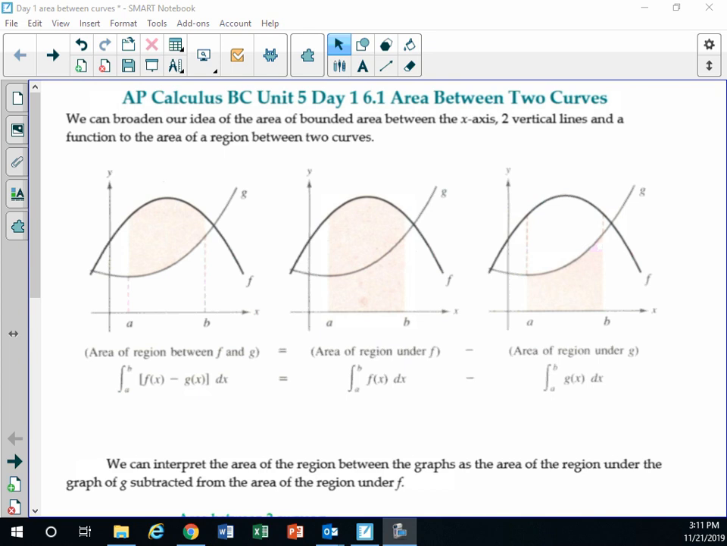Okay, so today we're going to talk about area between two curves. And so it's the very first day of the unit. And literally, it's stuff we actually have to know, but I'm putting stuff together.